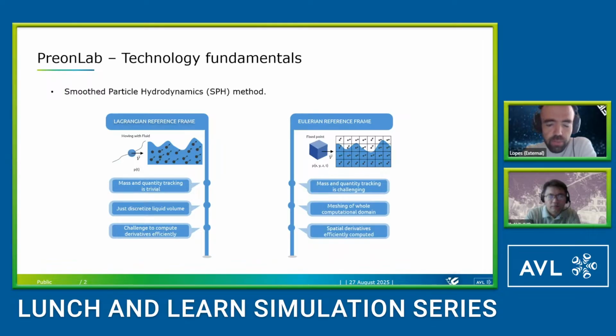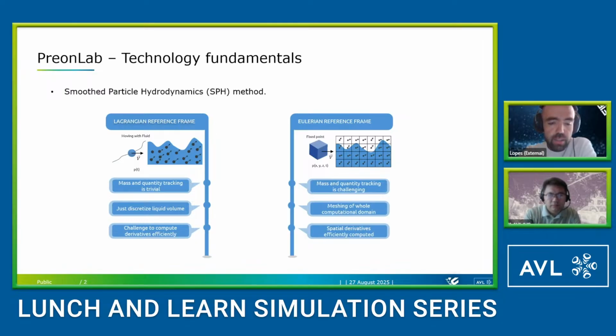However, for some flows like free surface flows where there is a large deformation of the fluid, for example, in the case of a gearbox where we have oil and air, and this interface between oil and air is constantly changing, it's quite difficult to get a mesh that fits this flow. So for that, we usually do not use these Euler reference frame methods, and we use something like PreonLab, which is based on a Lagrangian frame of reference, where basically our fluid domain is not discretized into a mesh. So in PreonLab, we have no mesh.